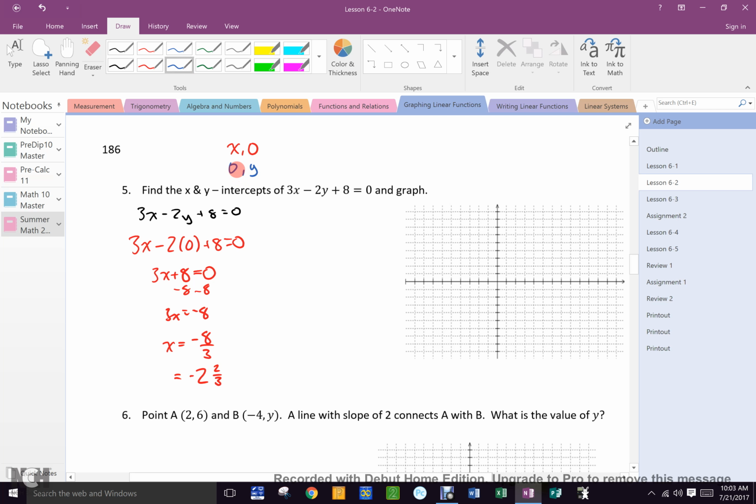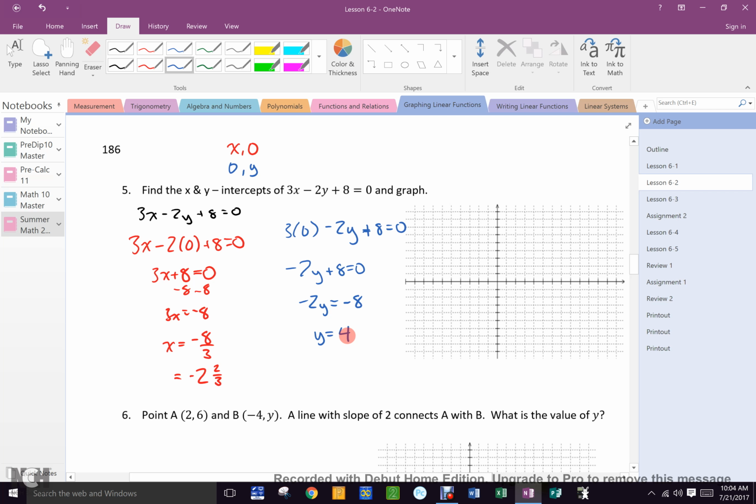Okay. So (0, y). What happens to the x here? What happens to this x? It drops out because it's 3 times 0 minus 2y plus 8 equals 0. It drops out, so I have negative 2y plus 8 equals 0. Negative 2y equals negative 8. y equals positive 4.